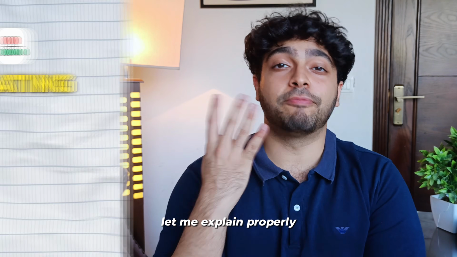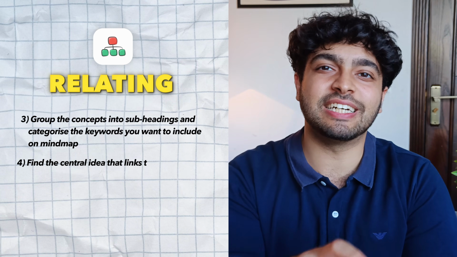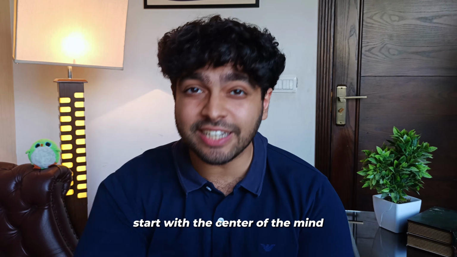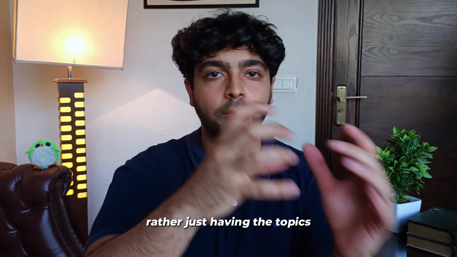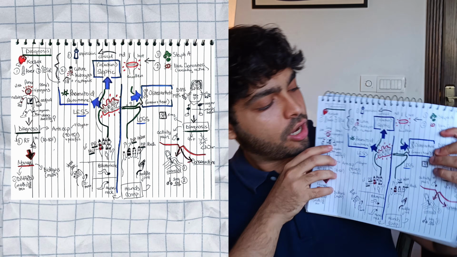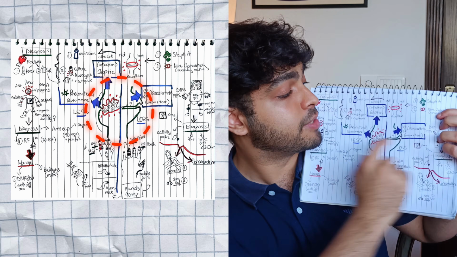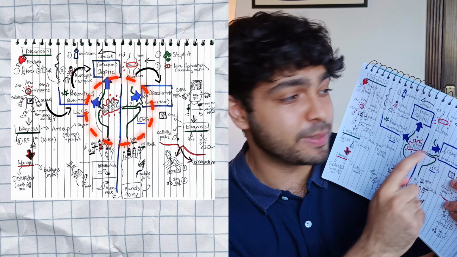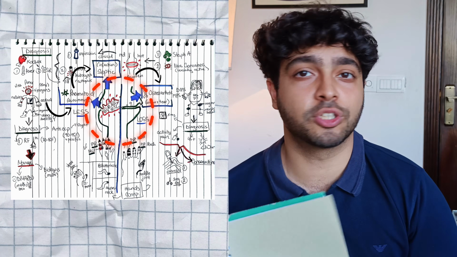Let me explain properly. Step 4, find the one central idea that links all of these big topics together. Start with the center of the mind map. Rather than just having the big topic's name in the middle, like, oh, bone diseases, have a drawing, a visual diagram that relates all the big topics together. And by the way, it relates all of these big topics on a very easy superficial level, so it shouldn't be hard to figure out.